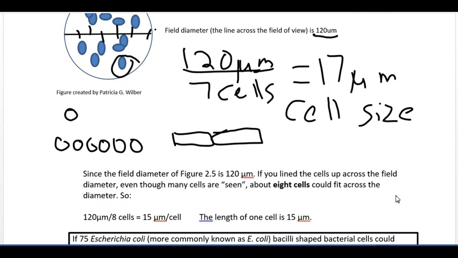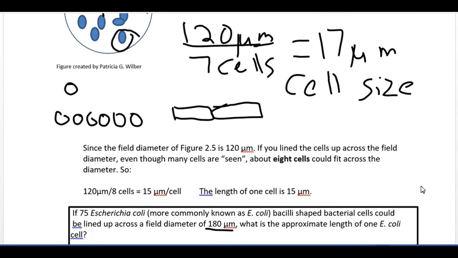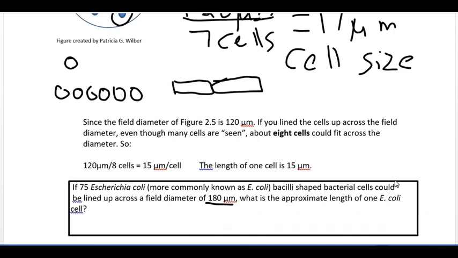Again, it is an estimation, so I think that's a little bit agonizing for science students sometimes because they want a correct answer. It's an estimation, so we're just trying to see if you can get in the ballpark there with the cell size. And that can be really critical for identifying bacteria in addition to staining, is knowing not only shape and arrangement, but also size as well.